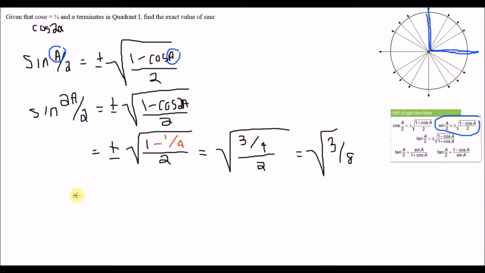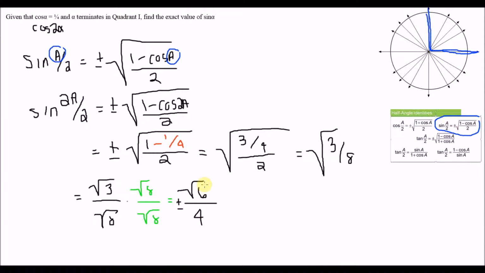Now, like we were doing in all our other problems, just split up these roots, and we want to get our root out of the denominator. Okay. Now we'll have square root 6 over 4. Still plus or minus as of now.